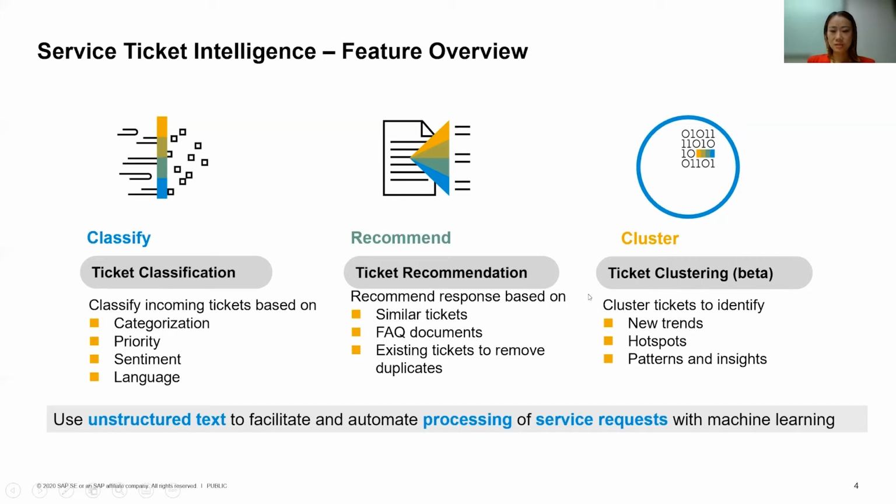Now our session is to focus on the ticket clustering feature. This is a little bit different from the first two. This is an unsupervised approach to analyze the ticket content and to identify any new trends, patterns, hotspots, or insights from the tickets. So with all these three features available and more to come, what service ticket intelligence is trying to do is to use the unstructured text of the ticket content to facilitate and automate the processing of the service request with the capability of machine learning.